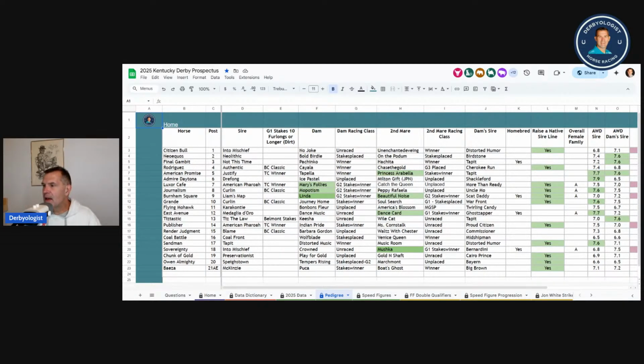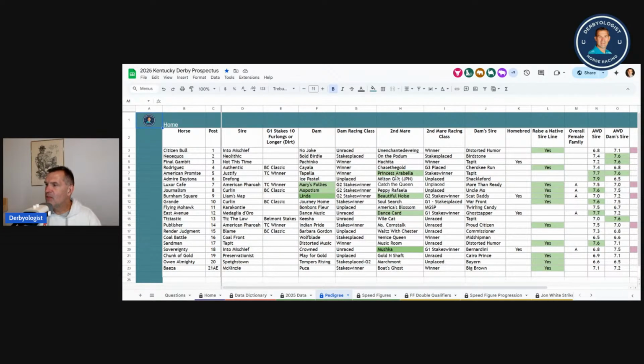Then I've got the dam, and if it's green, that means they won a grade 1, grade 2, or grade 3 stakes race, because that indicates a little bit more class. And then the second mare, where there's a lot of hidden stamina influences over the years. A lot of times mares that are very good racers don't produce good progeny. And it's a statistical fact that a lot of second mares get a lot of stakes winners. So I look at the second mare as more important than the first mare.